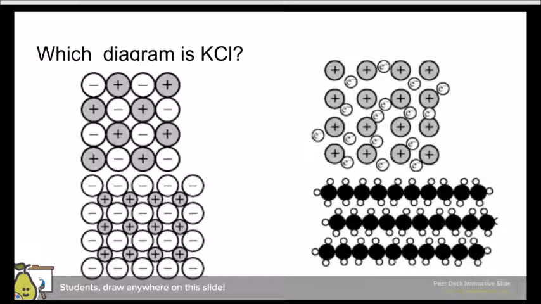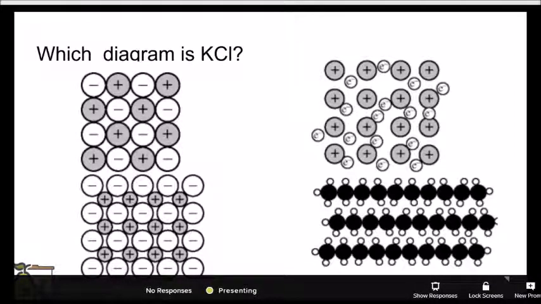So this time I just want you to look at the two on the left. Circle the one that you think is KCl. You may need to look at your periodic table and make sure you try to figure out which one is KCl. All right, y'all are about evenly split, so let me bring in the periodic table real quick.